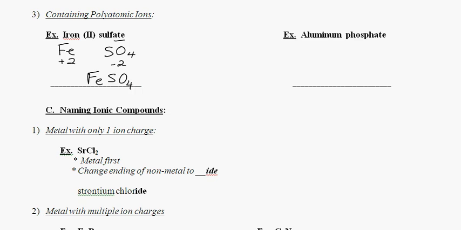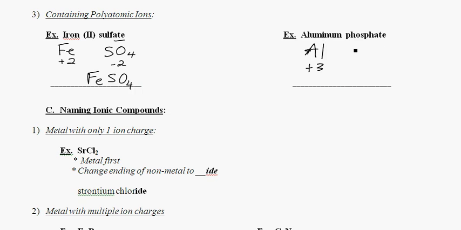Okay, in this video we're gonna finish up polyatomic ions and move into how to name ionic compounds. So last example is aluminum phosphate. Aluminum, again from the periodic table. Or maybe just pause the video here and see if you can figure it out yourself first.